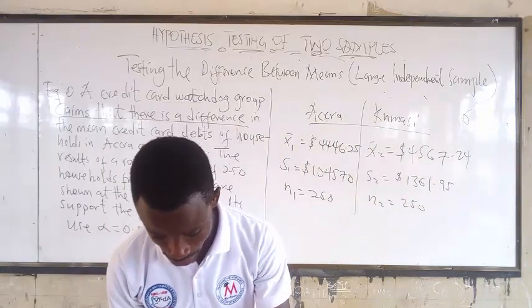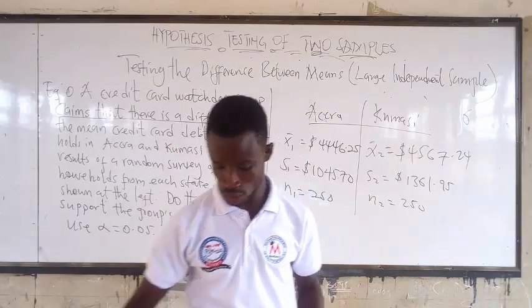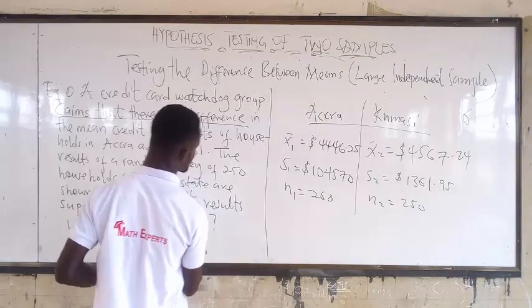The first one is to state the H naught and then H1, that is the alternate.